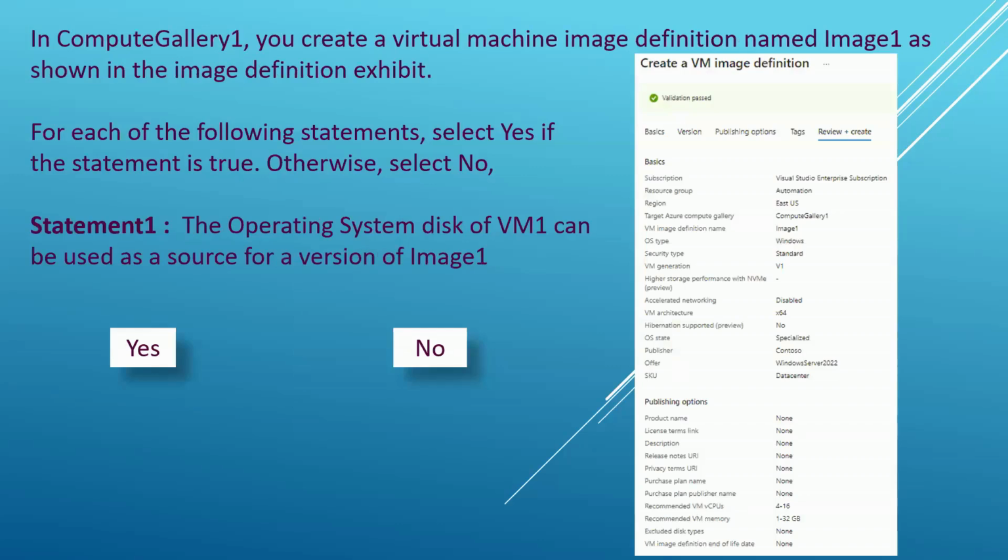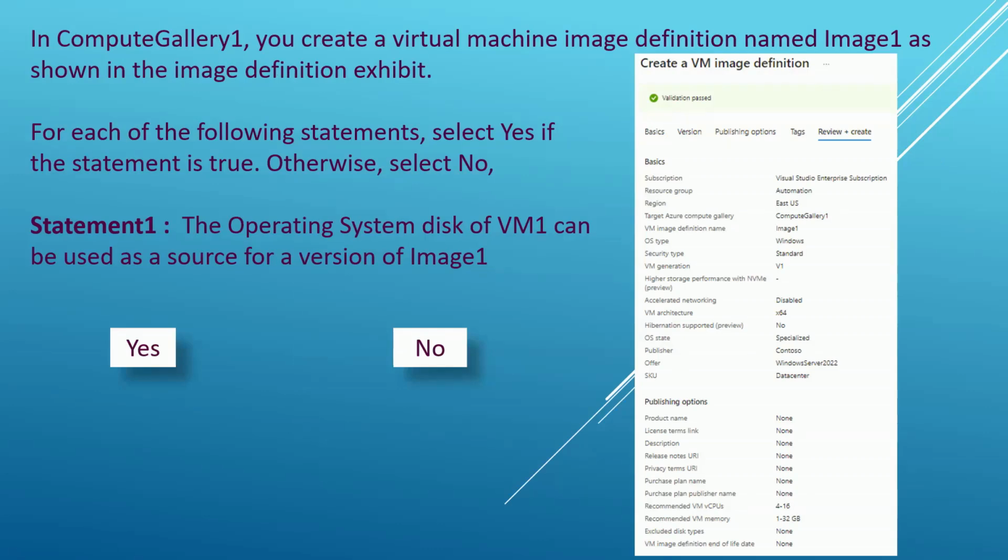In Compute Gallery 1, you create a virtual machine image definition named image 1 as shown in the exhibit on the right hand side of the screen. Go through the exhibit and then you have some statements and you need to tell whether these statements are right or wrong. So let's first go through the exhibit.